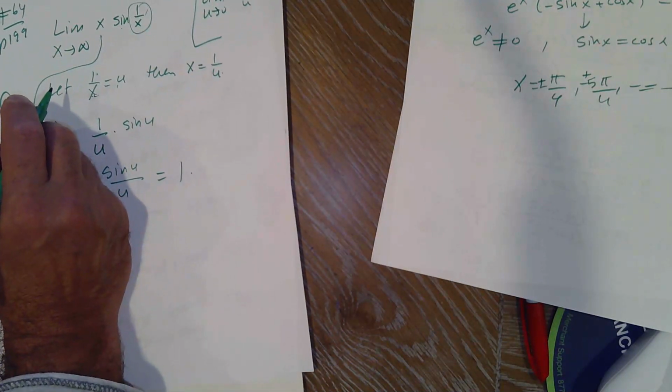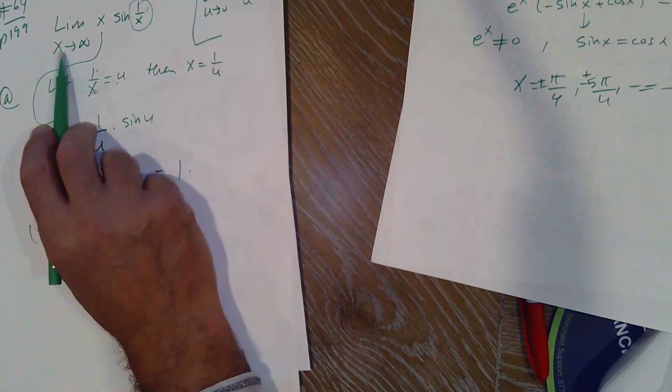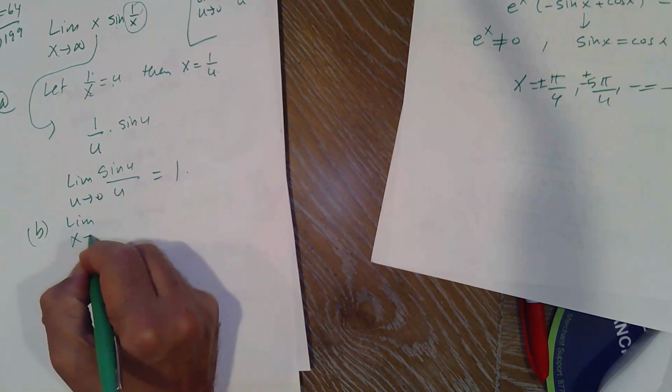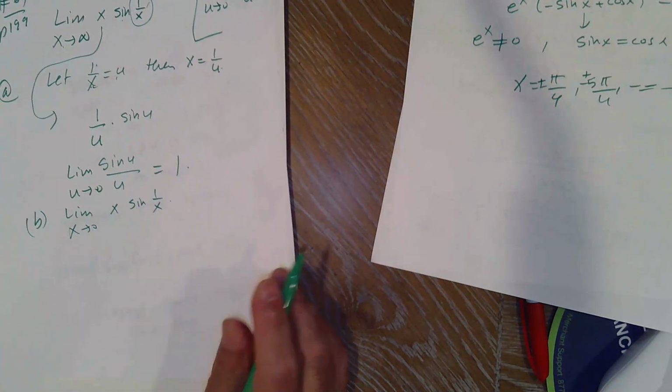If you look at part B, evaluate limit as x goes to 0 of x sine 1 over x. Now x is going to 0, same problem but different limit. X sine of 1 over x.